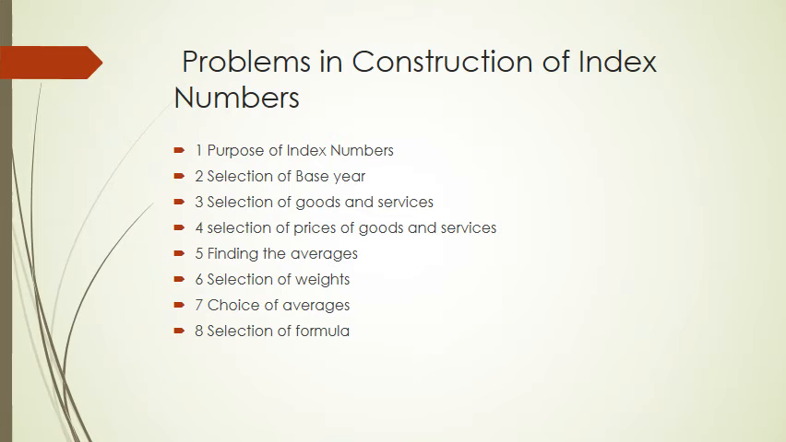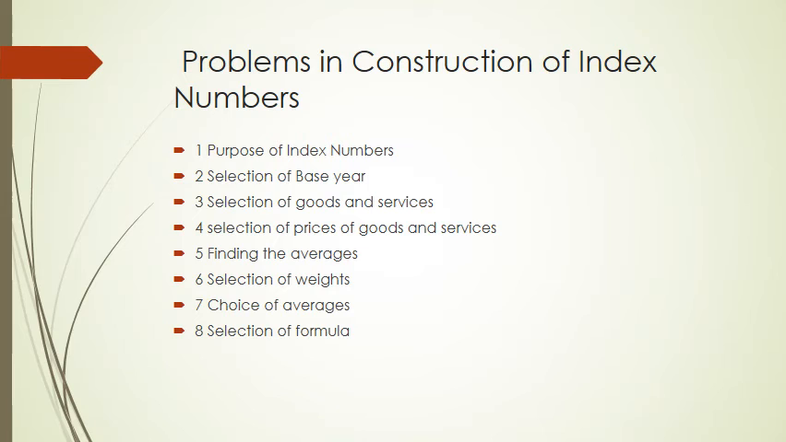Next is selection of prices of goods and services. So prices may be retail price, may be wholesale price, may be controlled or open market price. So price depends upon the purpose of the index number. Next one is finding the average.